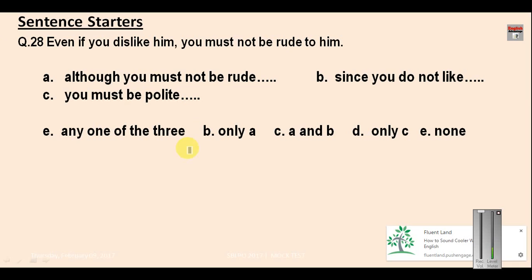Even if you dislike him, you must not be rude to him. Okay, so let me see the options. "Although you must not be rude" doesn't make sense. "Since you do not like", no, it doesn't make sense. And "you must be polite even if you dislike him", it makes sense. So C here will be your answer. So your answer will be D, only C.